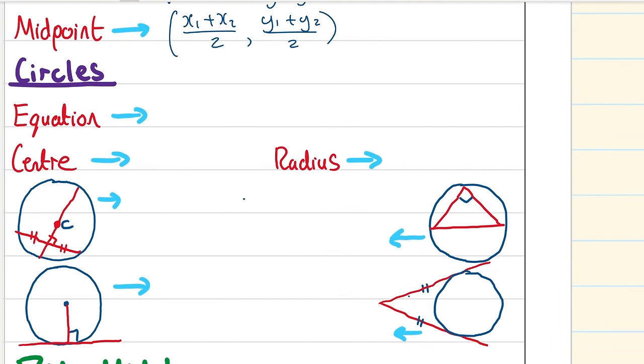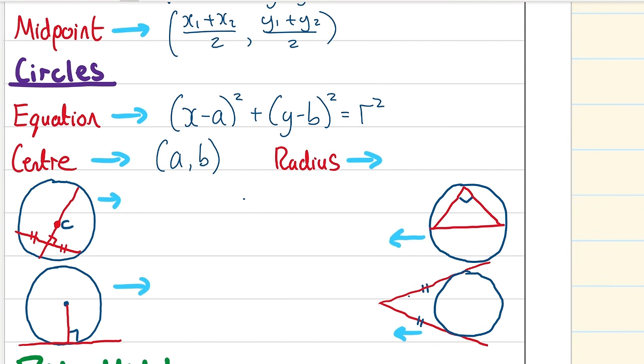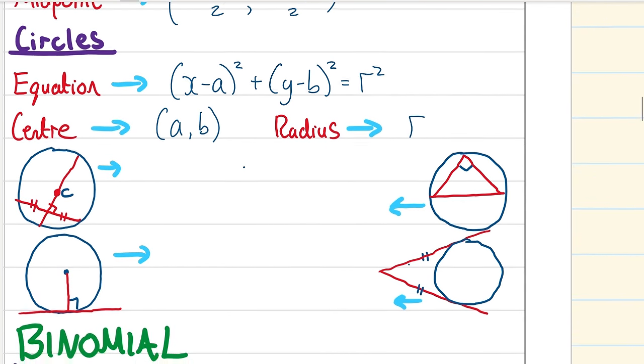Circles, the equation of a circle is (x minus a) all squared plus (y minus b) all squared is equal to r squared. And that's the case when (a, b) is the centre and r is the radius. These are the four circle theorems which you need to know. The first one is not particularly common, but if you have a chord and a perpendicular bisector, that perpendicular bisector will go through the centre.